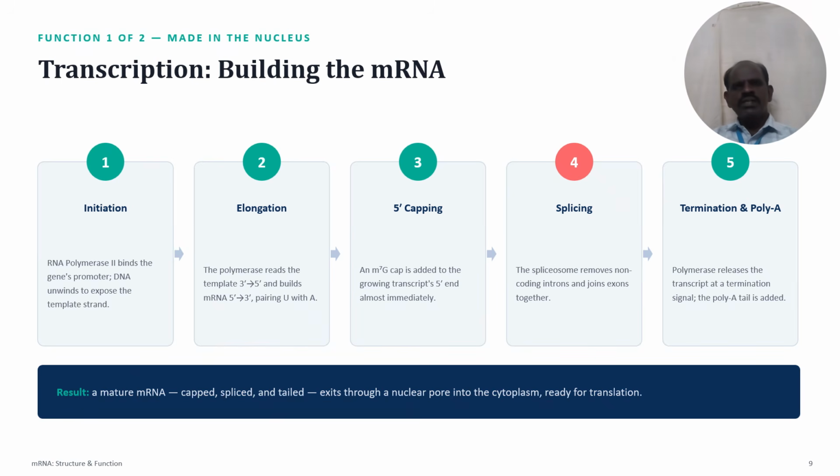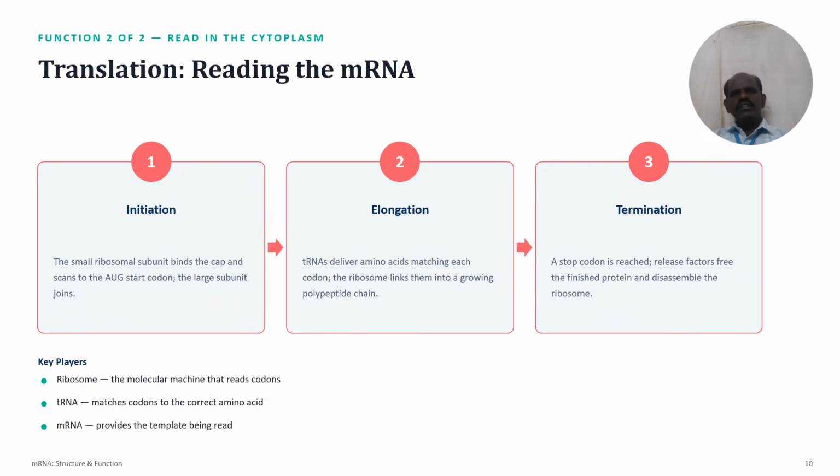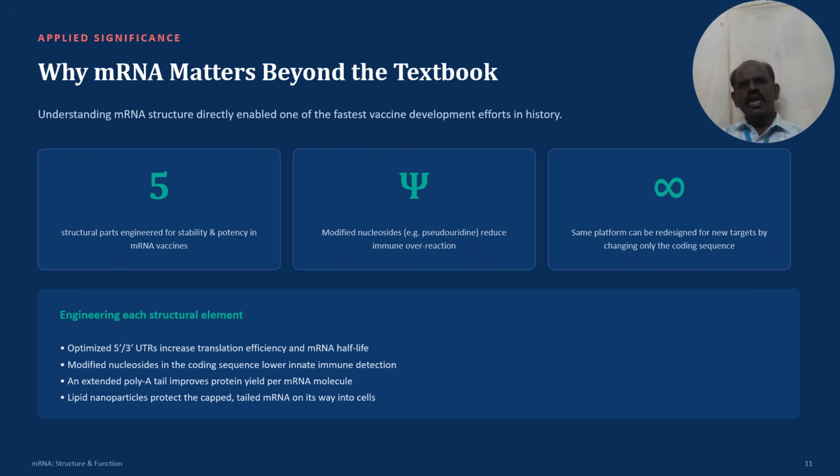This is the process of mRNA development. It starts with initiation, elongation, 5' capping, splicing, and termination with poly A. This is the translation part. It starts with initiation, elongation, and termination. The key players are ribosome, tRNA, and mRNA.